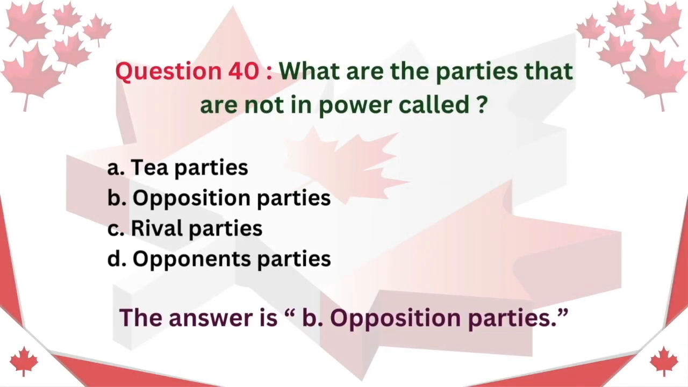Question 40. What are the parties that are not in power called? A. Tea parties. B. Opposition parties. C. Rival parties. D. Opponent parties. The answer is B. Opposition parties.